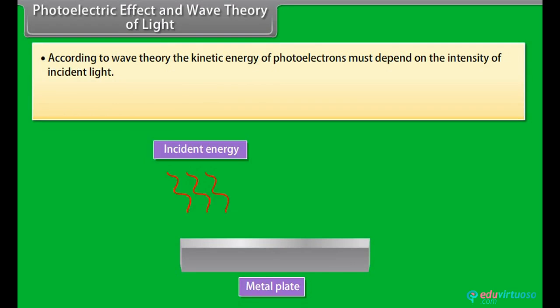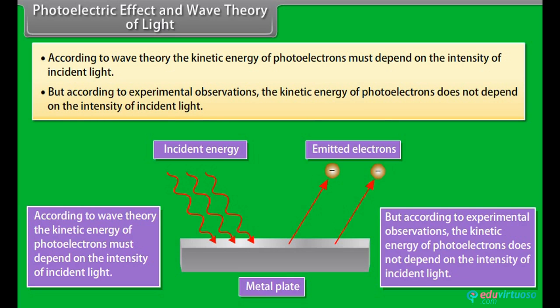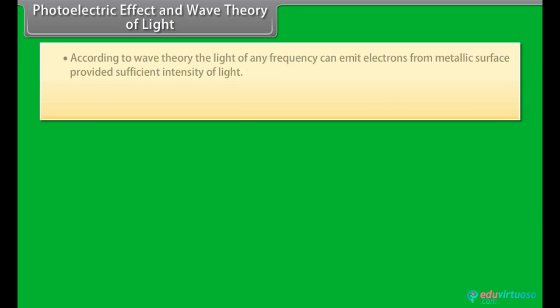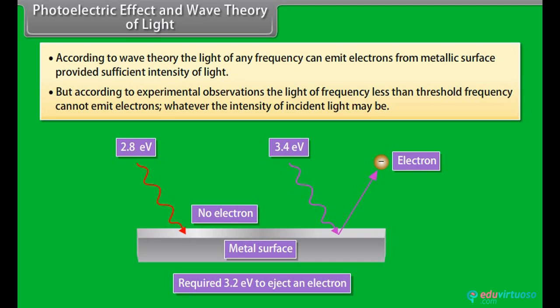not occur. Photoelectric effect and wave theory of light. According to wave theory, the kinetic energy of photoelectrons must depend on the intensity of incident light. But according to experimental observations, the kinetic energy of photoelectrons does not depend on the intensity of incident light. According to wave theory, the light of any frequency can emit electrons from a metallic surface provided sufficient intensity of light. But according to the experimental observations, the light of frequency less than threshold frequency cannot emit electrons, whatever the intensity of incident light may be.